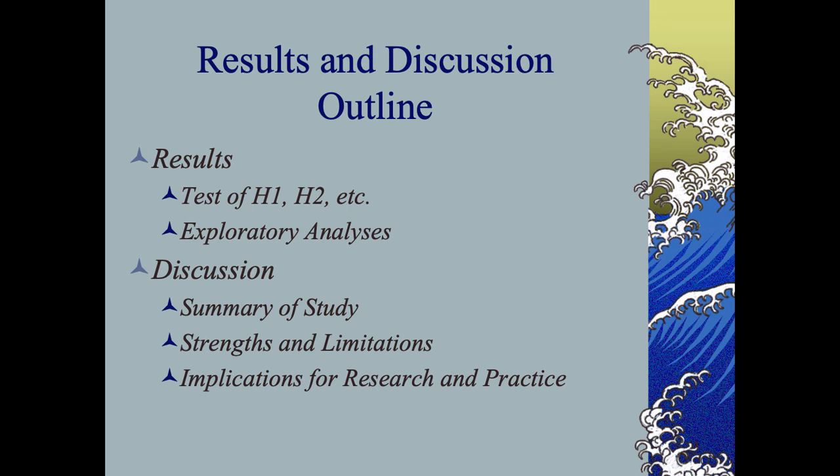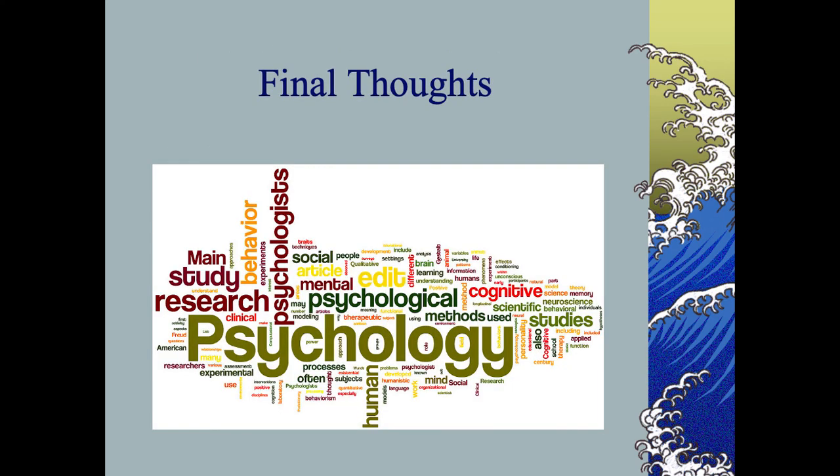Remember, the overall outline of this should look something like this, right? So you're going through your tests, any exploratory hypotheses, and then going through your discussion, summarizing all of that, stating your strengths and limitations, and then having hopefully sections for each of your implications for research and implications for practice. If you have headers and subheaders related to all of these things, you're probably in really good shape, right? Some final thoughts on this.